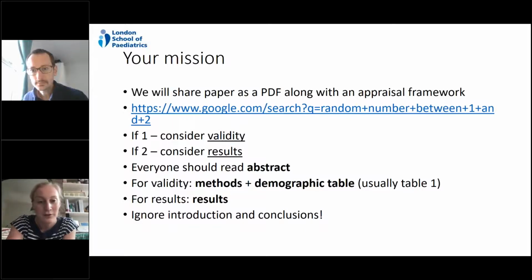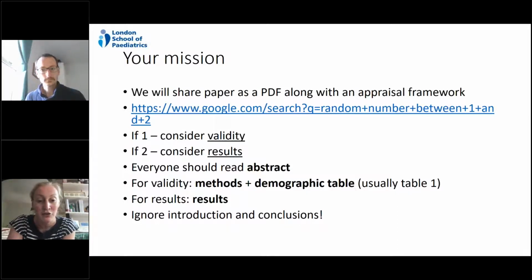You should have a link to the paper that Abdi found that fits his question best. And then if you can click on the link that Andrew's about to post, which will generate a random number. So if you click on the link, it'll open a Google page. If you're a 1, you just look at the validity of the study. And if you are a 2, you have to look at the results. So when it opens on Google, it'll have either a 1 or 2 there. That will tell you which group you're in.